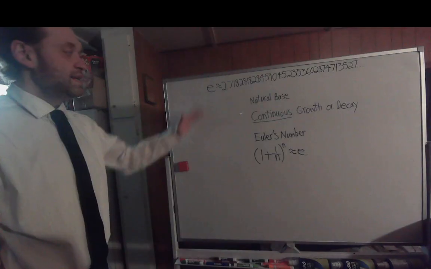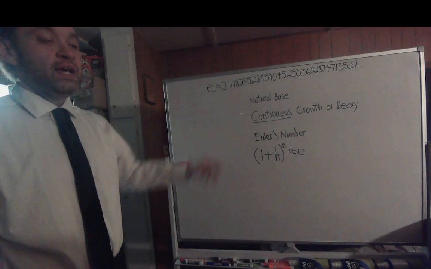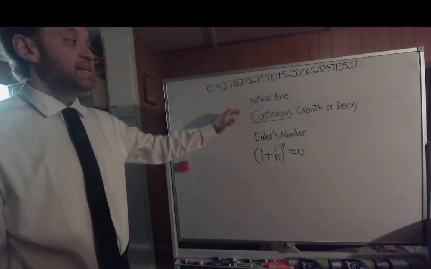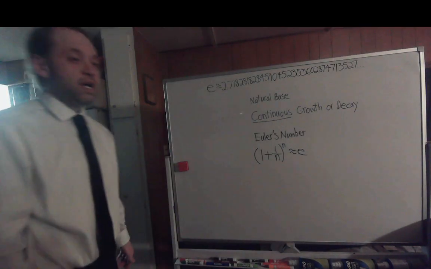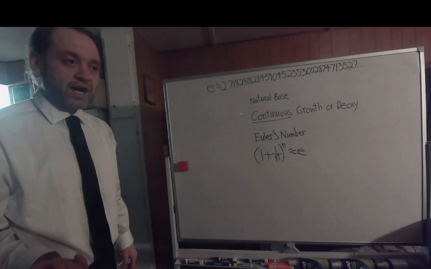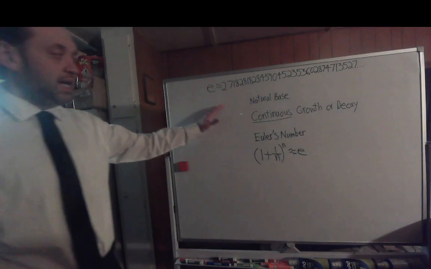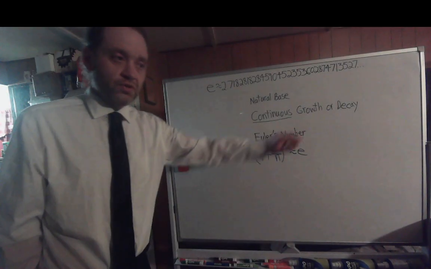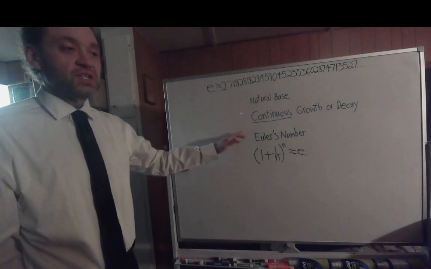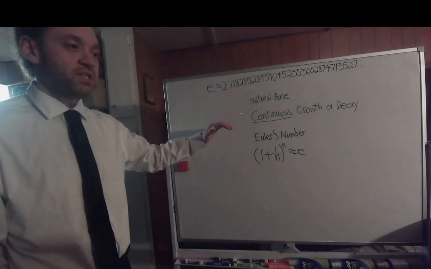Well, why does e matter? It's considered the natural base. It's often called the natural base. And it's used for continuous growth or decay. So, unlike with other exponential numbers, like if you have a whole number or even a fraction, those usually happen in steps, where e is used for continuous growth or decay. It's often called Euler's number because Swiss mathematician Leonhard Euler was the one that discovered this number.